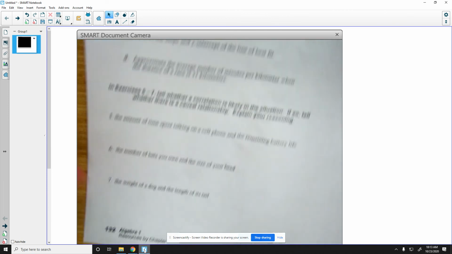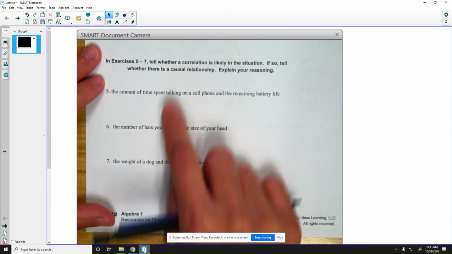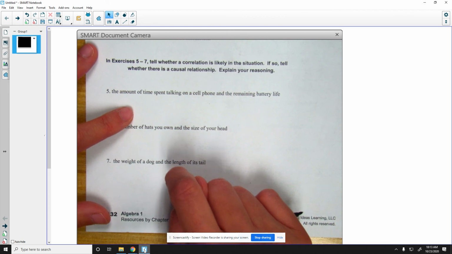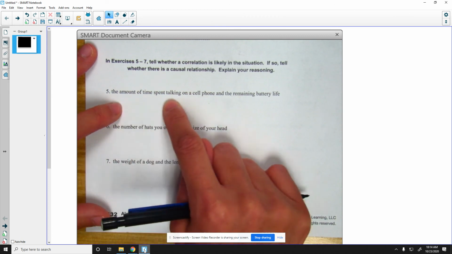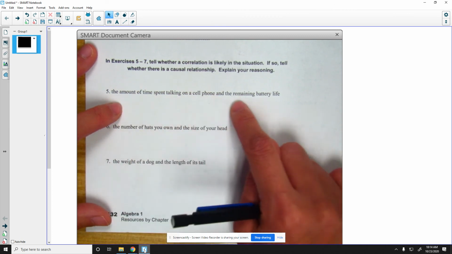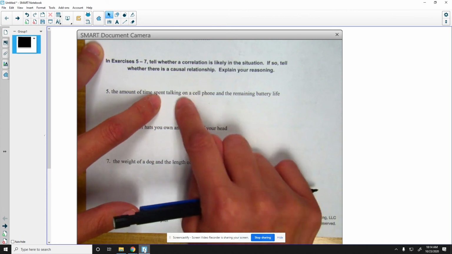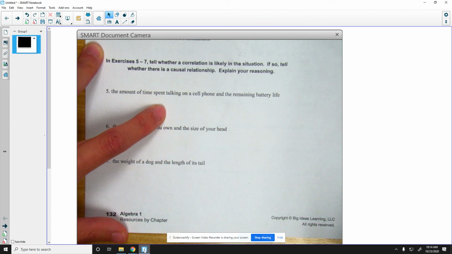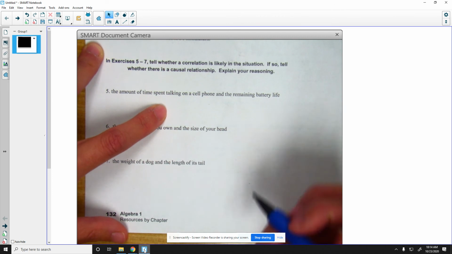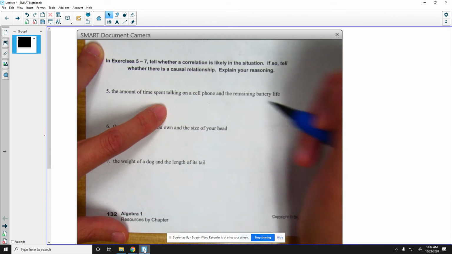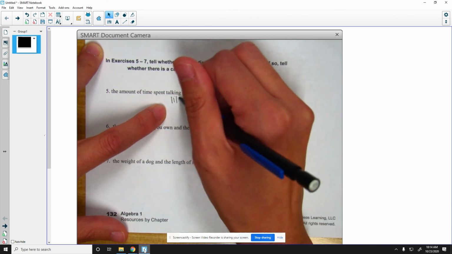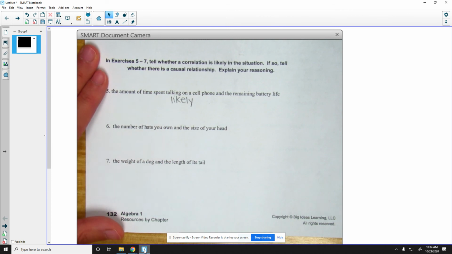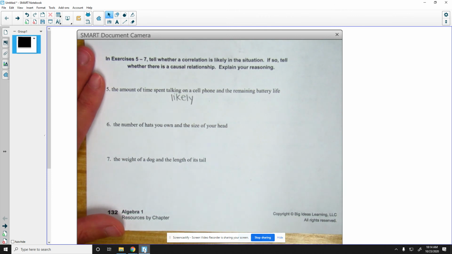Number 3, number 4 is the same thing. Number 5, 6, and 7, tell whether a correlation is likely in this situation. Basically, it's saying, does one thing cause the other? The amount of time spent talking on your cell phone and the remaining battery life. Does one thing cause the other thing to happen? Yes, right? The more you talk on your cell phone, the less battery you're going to have. So then I would say, yes, there is a likely correlation, and then explain why. Because the more you talk on your cell phone, the less battery you're going to have.